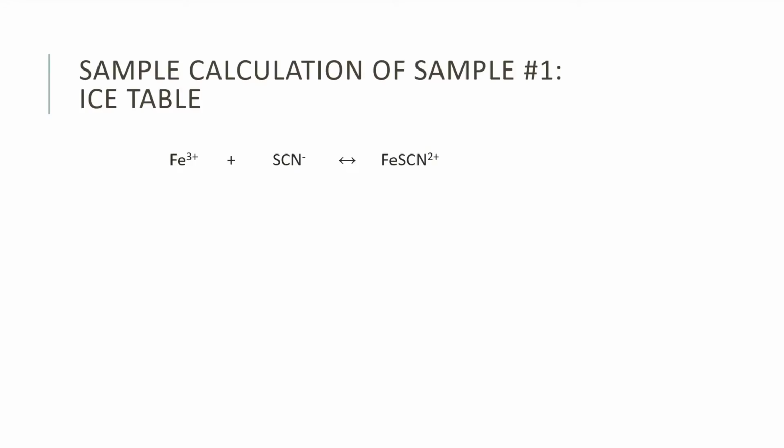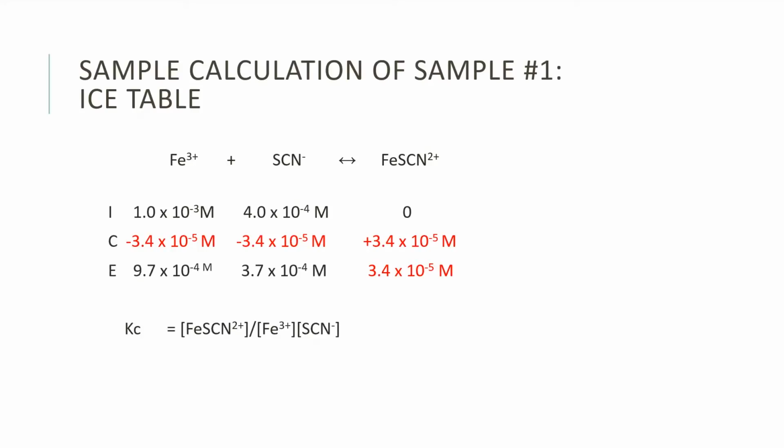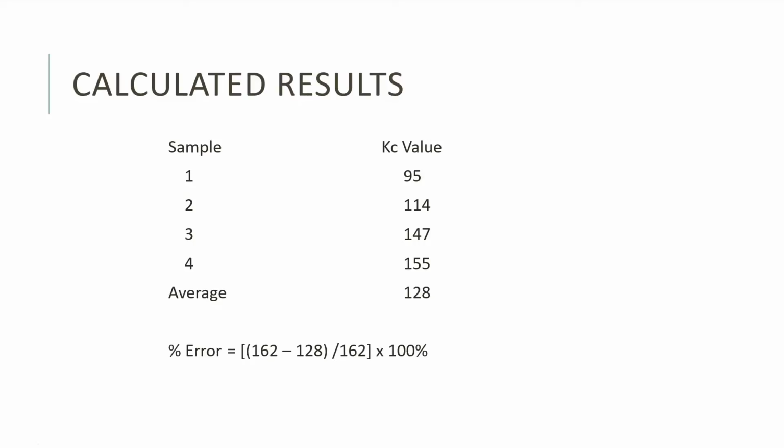Ice table. In the below ice table, the reaction is shown with the change in moles of each reactant and the product. The final results can be used in the equation derived from the previous slide. Calculated results. The Kc value can be calculated from each test tube, and these are the results. From these results, we can find an average and then calculate the percent error as shown below.